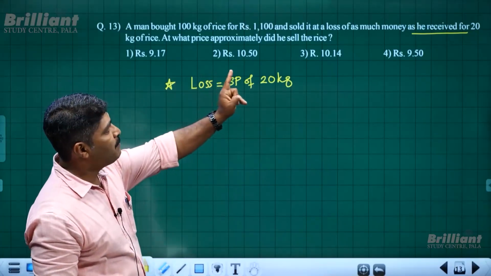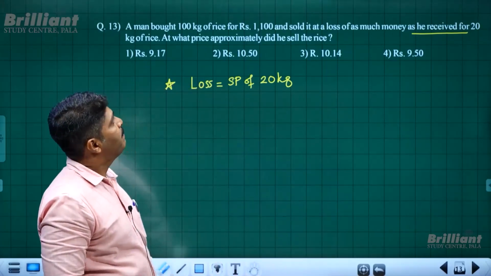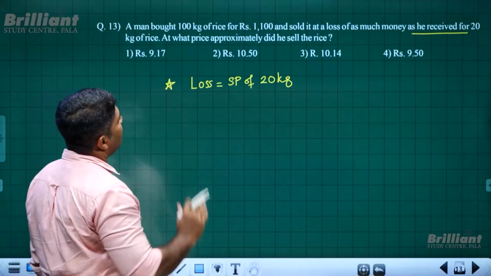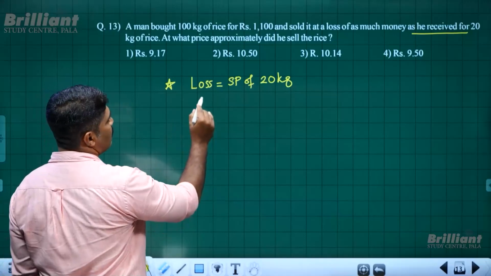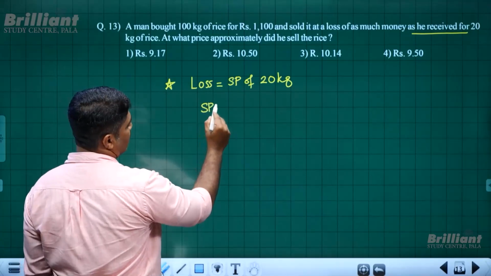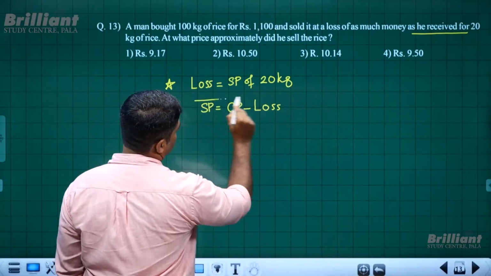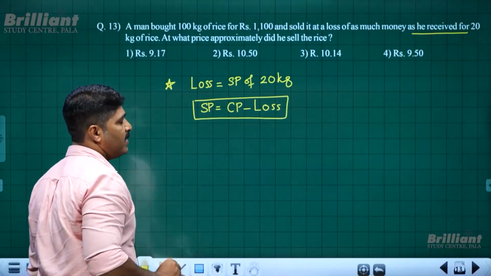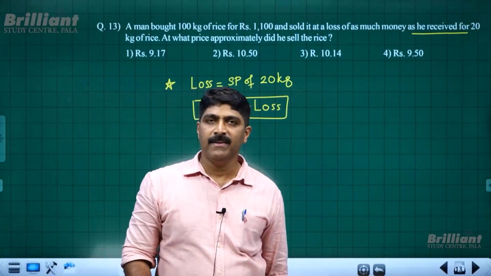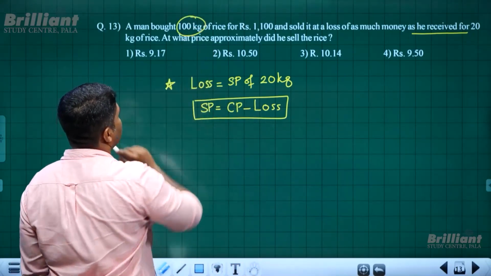Then, what price approximately did he sell the rice per kilogram? We have to consider that per kilogram. Got it? So here, a man bought 100 kilogram. What is our first step? This is a case of loss. Therefore, we can write selling price is equal to cost price minus loss. In our previous question, we expressed it as selling price equal to cost price plus profit. But whenever it is the case of loss, you have to consider the relationship selling price equal to cost price minus loss.